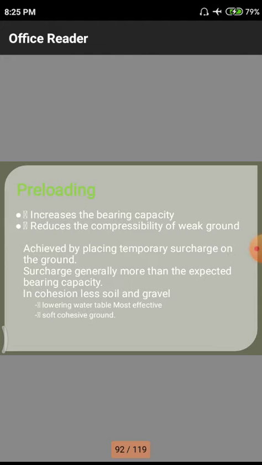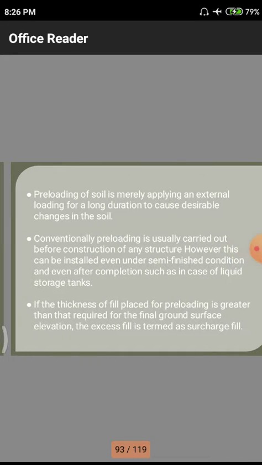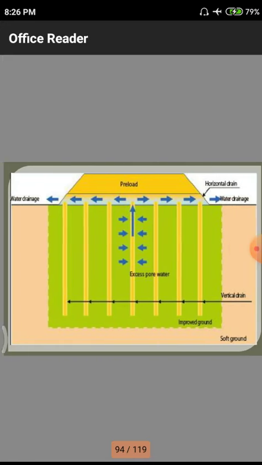What is preloading and what are the factors that influence it? First of all, preloading techniques are mainly used to improve the bearing capacity of the soil and decrease the weakness which lies in the particular soil. Those weaknesses will be removed by adding a huge load onto the particular structure. Next, these are a few points related to preloading.